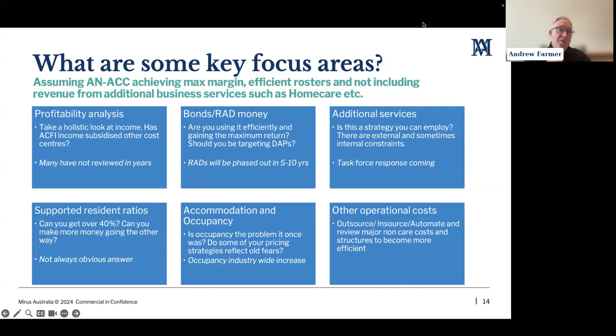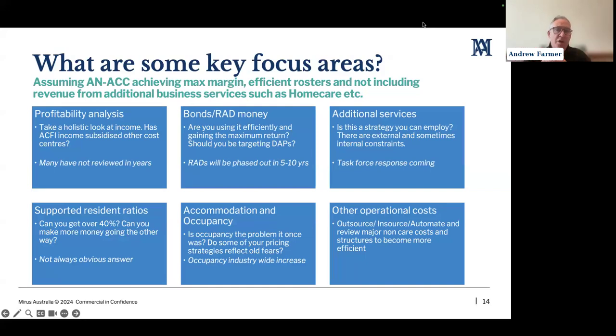Also remembering that RADs will be phased out in some way over the next 5 or 10 years. So is your strategy the way it is now, building in the fact that you may end up losing those RADs or not being able to replace them at some point in time? So there's a bit of a long-term view that needs to be thought about, the short, medium and long-term view of what's happening with your RAD money. Additional services, of course, we talked a little bit about that.